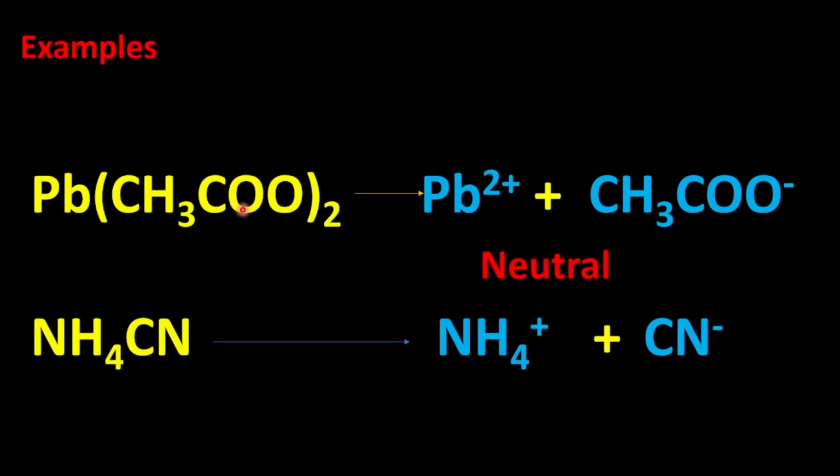So let's pick this example. As I explained, we have Pb2+ and CH3COO-. This one undergoes, that one undergoes, so automatically it is neutral. Now when you pick ammonium cyanide here, we have NH4+ undergoing hydrolysis, CN- also undergoing hydrolysis. So that indicates that the solution here is neutral.